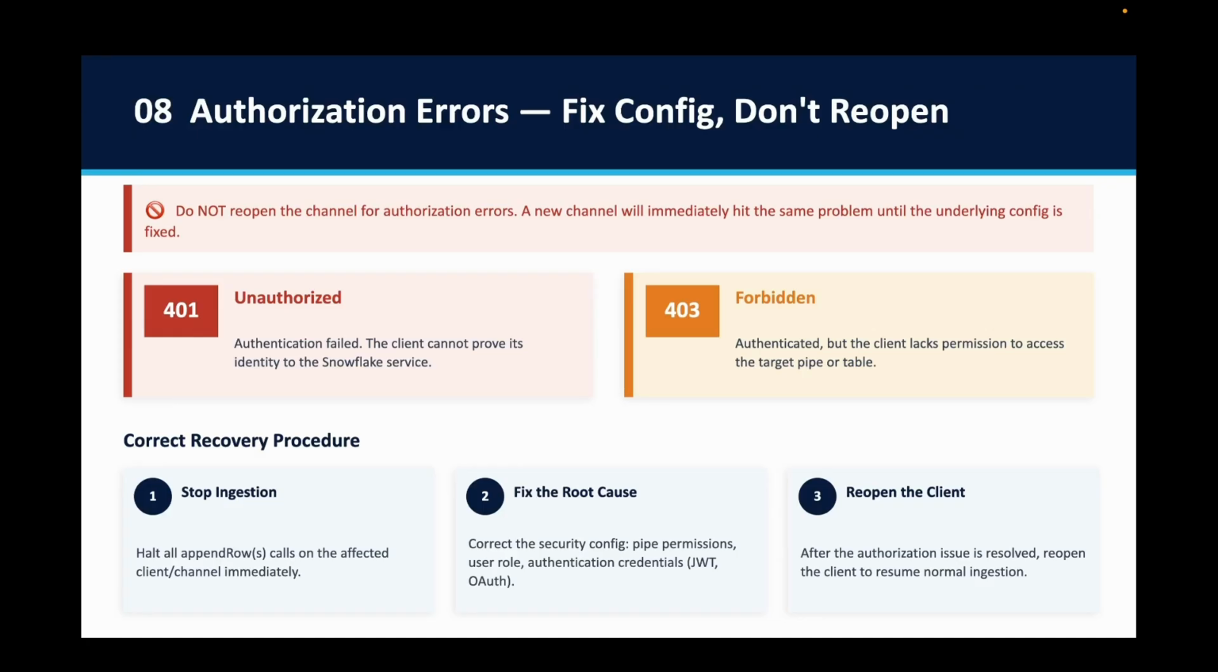So 401 is generally unauthorized error code. 403 is forbidden when authenticated, but the client lacks permission to access the target pipe or table. Correct recovery procedure is to stop the ingestion and fix the root cause, typically fixing the permissions or authentication credentials. Reopen the client. After authorization issue is resolved, reopen the client to resume normal ingestion.